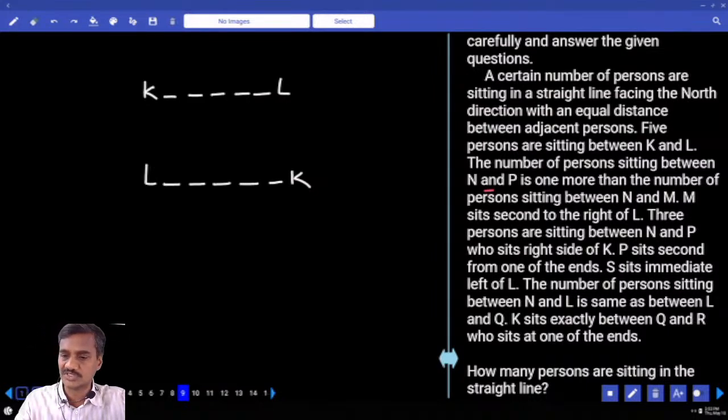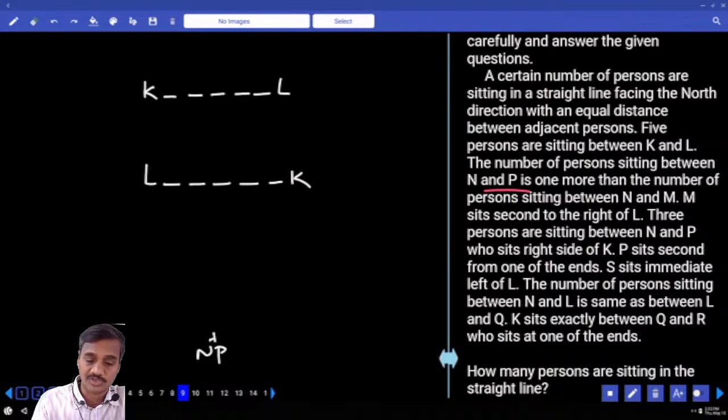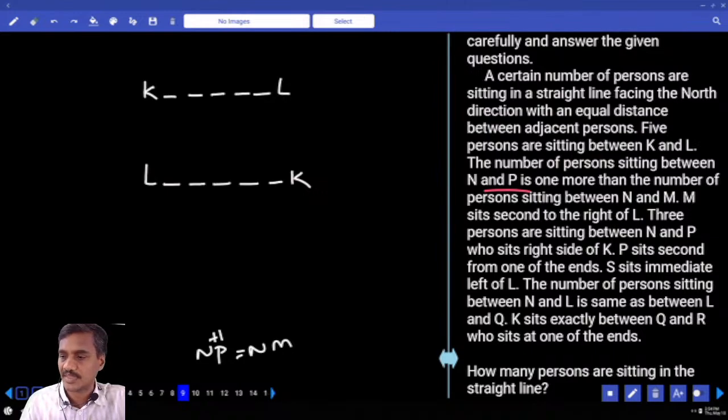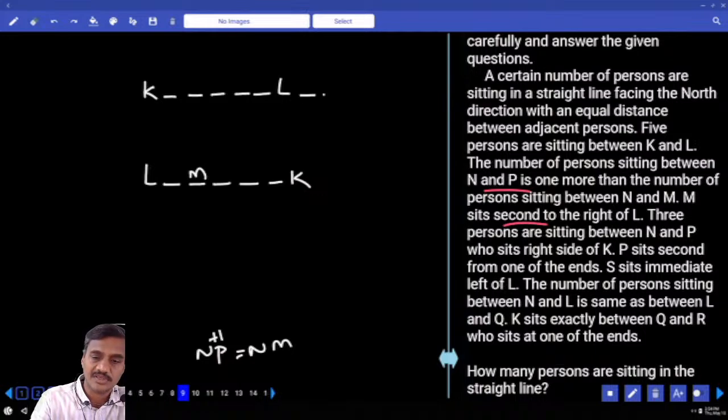The number of persons sitting between N and P is one more than the number of persons in between N and M. That means N must be in between P and M, and at the same time N and P is one more than N and M, isn't it? N and M. M sits second to the right of L. Where is this M? M is seated second to the right of L. Here M is seated second to the right of L.